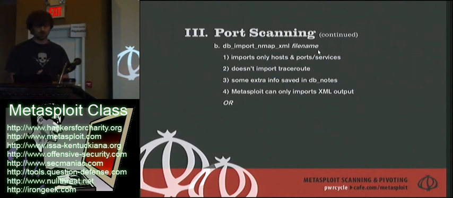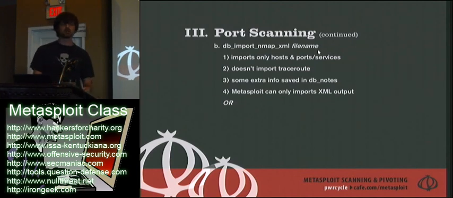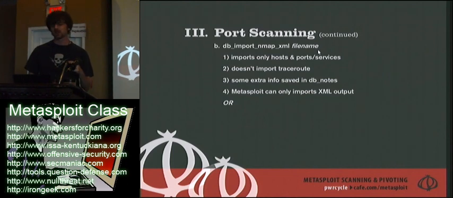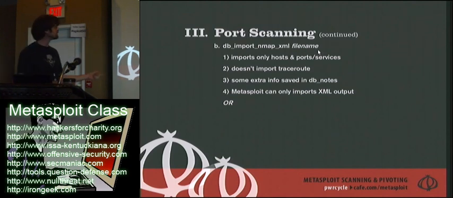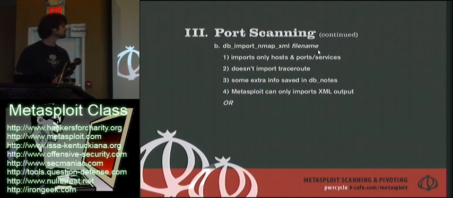A couple things to remember. Nmap only does the hosts and the ports, and for instance, like I said, I love to see the traceroute. Metasploit doesn't include the traceroute in what it imports. There's some other little extra information, such as Nmap tries to guess the operating system, and it will sometimes give you a percentage guess of what it thinks the operating system is. Metasploit, for the most part, doesn't import any of that. If it does import something, then it throws it into DB notes. Only if you import an Nmap scan do you get anything in DB notes. If you run Nmap from inside Metasploit, it doesn't put anything there with the exact same options.